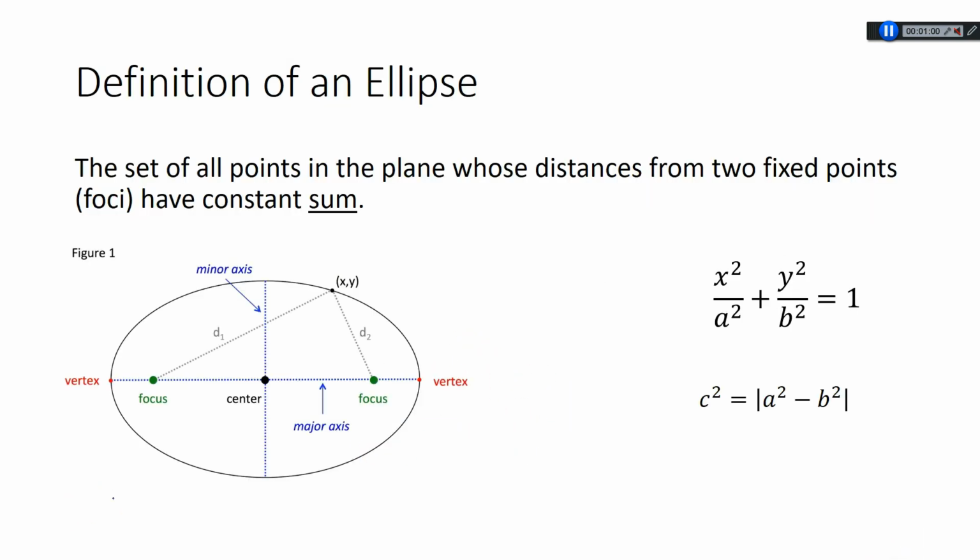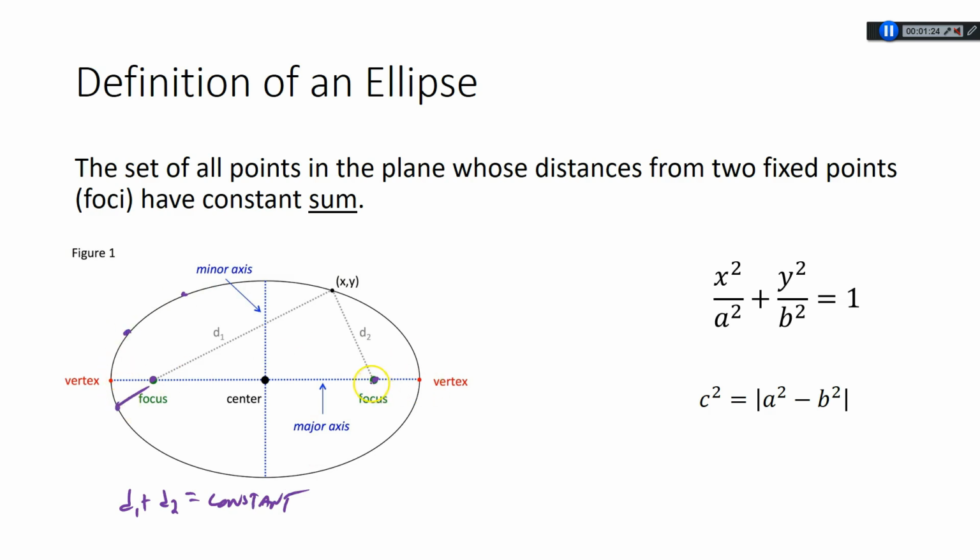So here's our ellipse. And first I want to just define what an ellipse is. The definition of an ellipse is the set of all points in the plane whose distances from two fixed points, which are the foci, so these are our two foci right here, have a constant sum. So what that means is in this case, d1 plus d2 is some constant. Okay, it never changes.